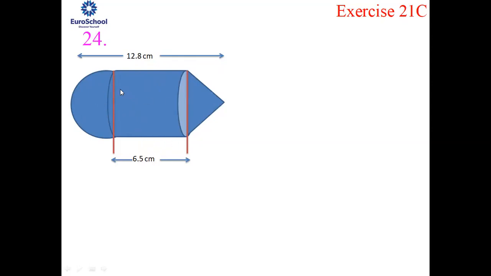Okay, now can you find out the height of the cone? Because what you have been asked is to calculate the volume of the solid. So what will be the formula for the volume of the solid? Your solid here comprises the hemisphere, the cylinder, and also the cone. It will be the volume of the hemisphere plus the volume of the cylinder plus the volume of the cone.